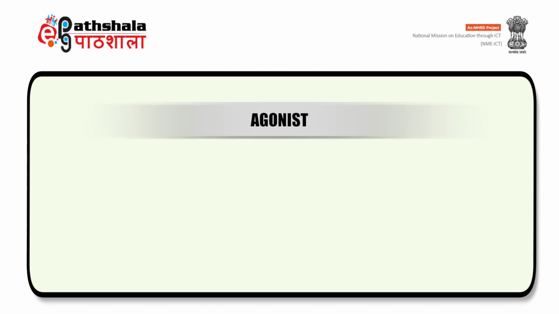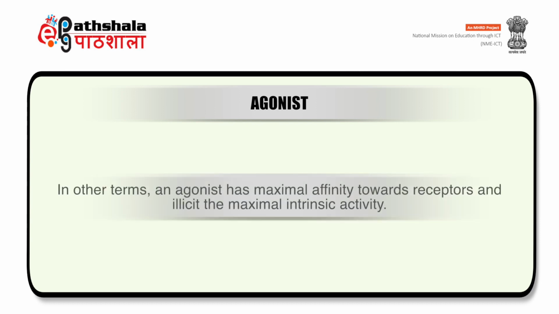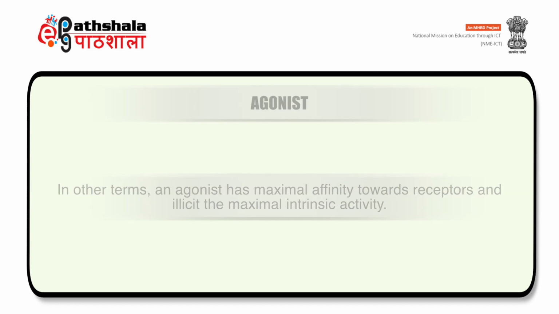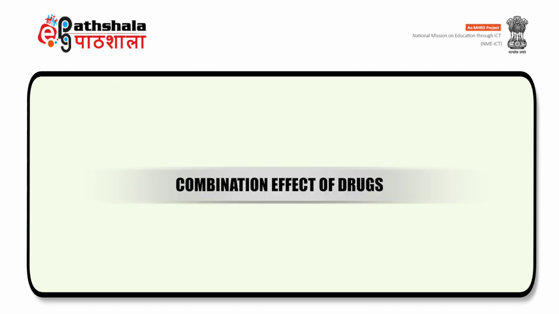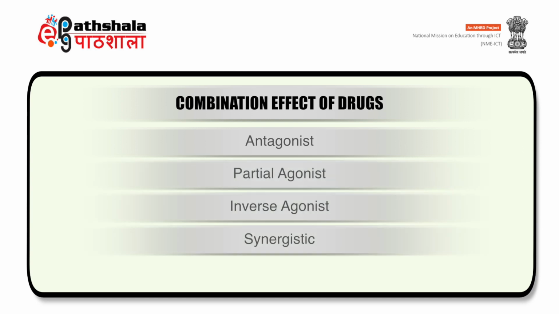What is an agonist? An agonist is a drug or molecule that binds to physiological receptors and mimics the regulatory effects of the endogenous signaling compounds. In other terms, an agonist has maximal affinity towards the receptor and elicits the maximal intrinsic activity. Now we will be learning about the combination effect of drugs. Combination effect of drugs include antagonist, partial agonist, inverse agonist, synergism and potentiation.